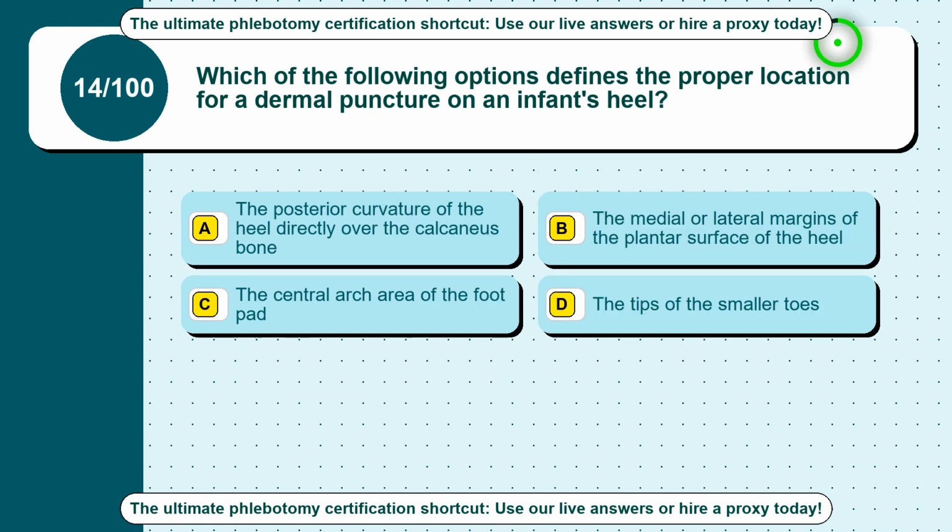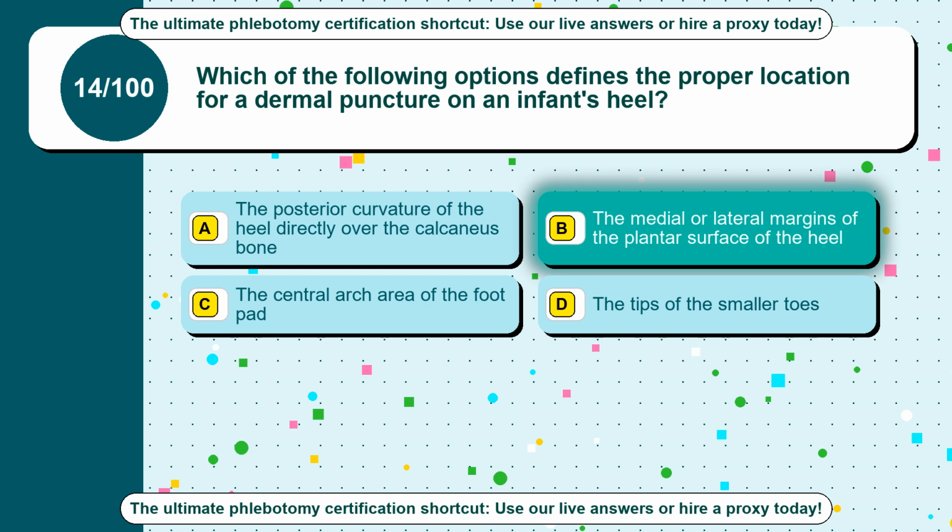Question 14. Which of the following options defines the proper location for a dermal puncture on an infant's heel? Option A, the posterior curvature of the heel directly over the calcaneus bone. Option B, the medial or lateral margins of the plantar surface of the heel. Option C, the central arch area of the foot pad. Option D, the tips of the smaller toes. The correct answer is option B, the medial or lateral margins of the plantar surface of the heel.